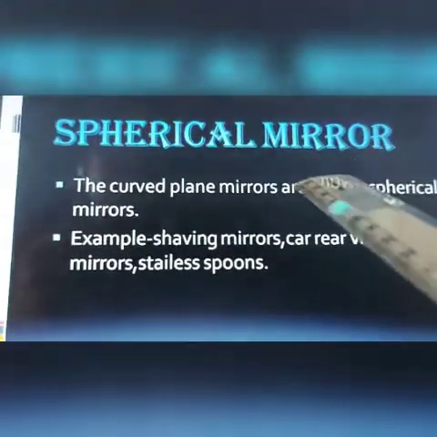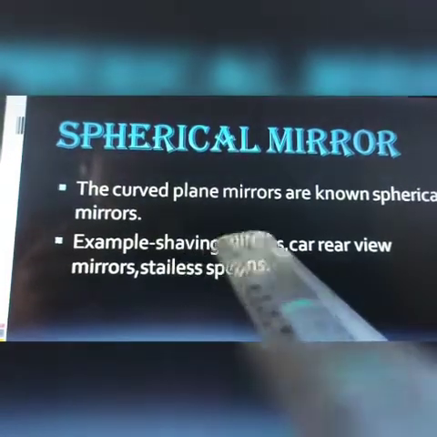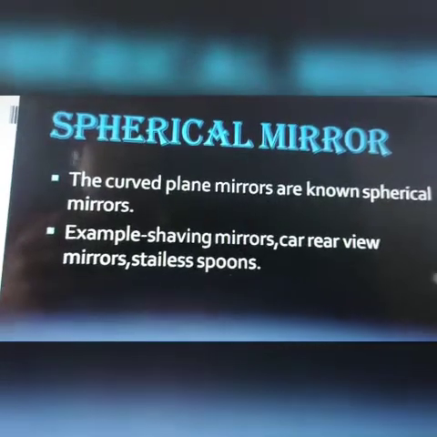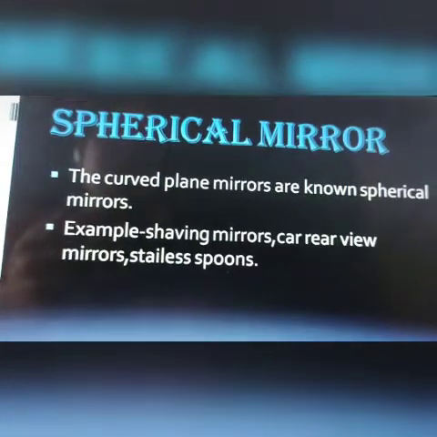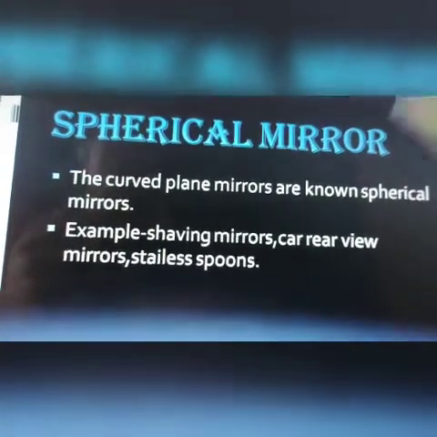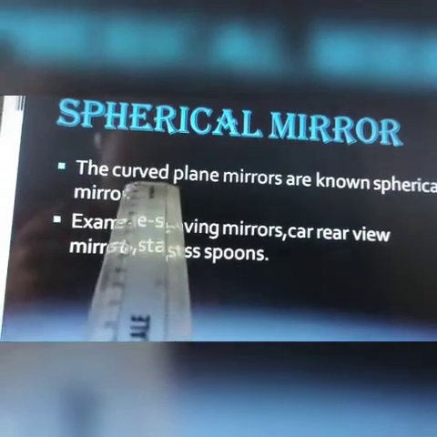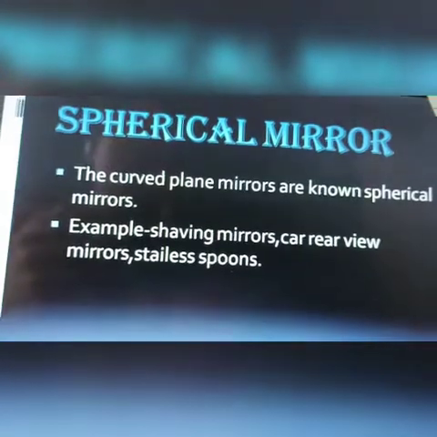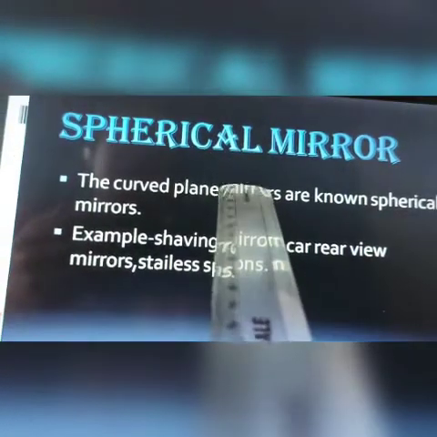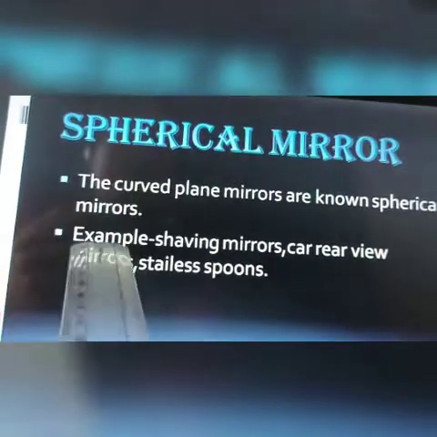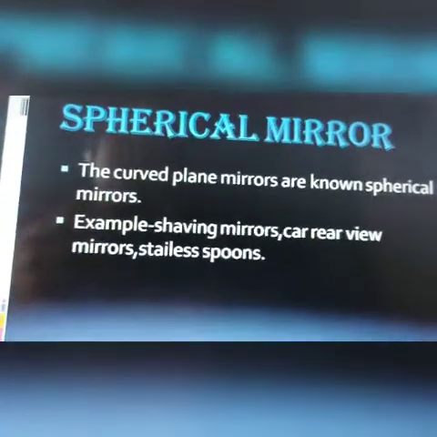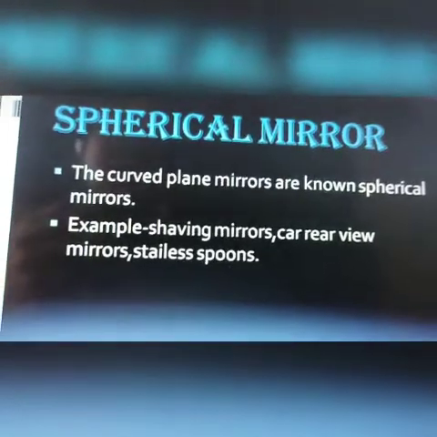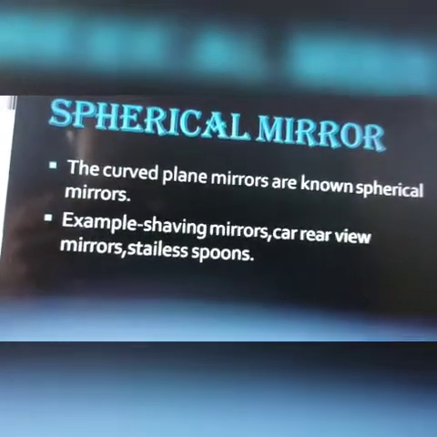Moving forward, now the spherical mirror. What is a spherical mirror? Curved plane mirrors are known as spherical mirrors. Their properties are almost the same as a plane mirror, but the difference is they are a little curved. When we have a plane mirror in a curved position, we get a spherical mirror. Examples of spherical mirrors are shaving mirrors, car rear view mirrors, stainless spoons, etc. Clear to all about the examples?